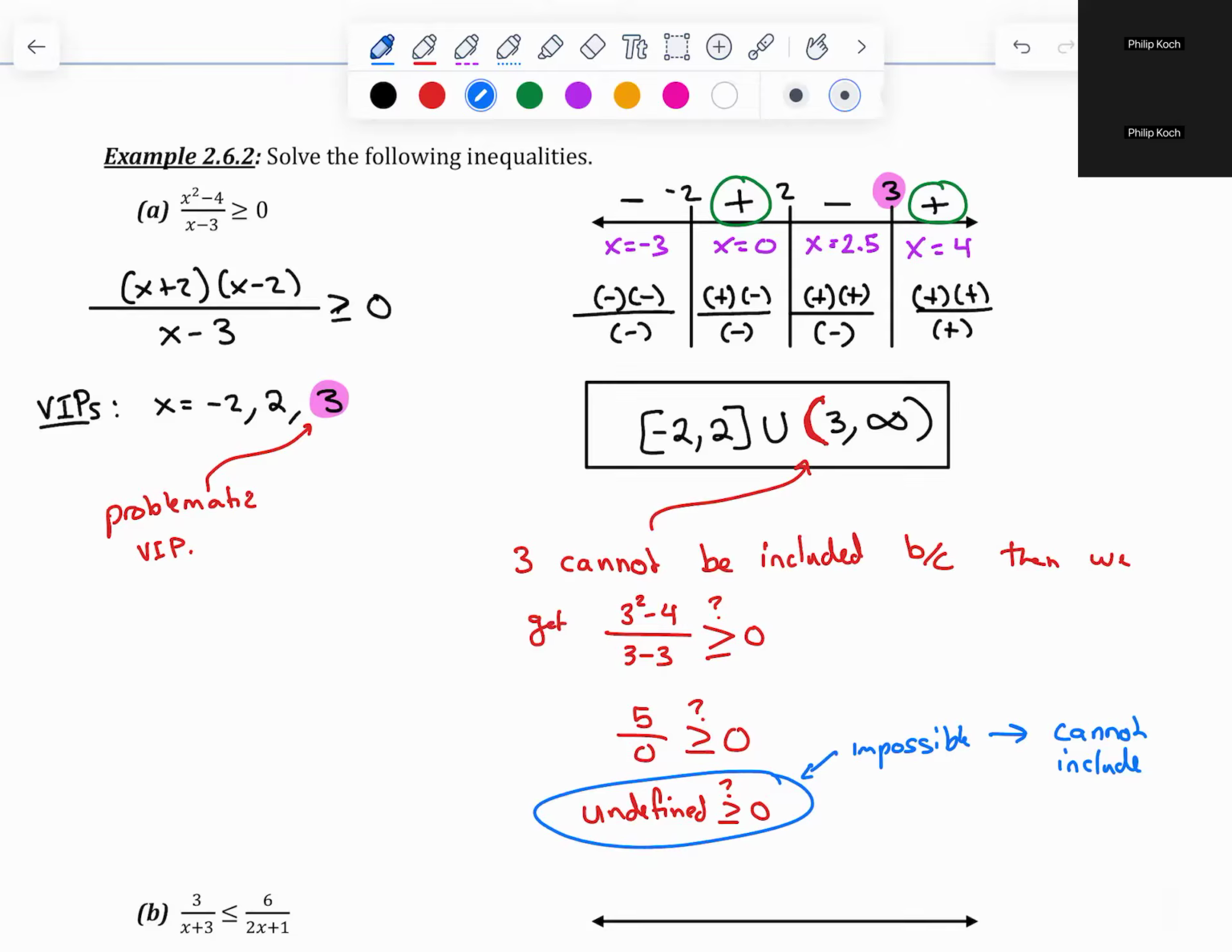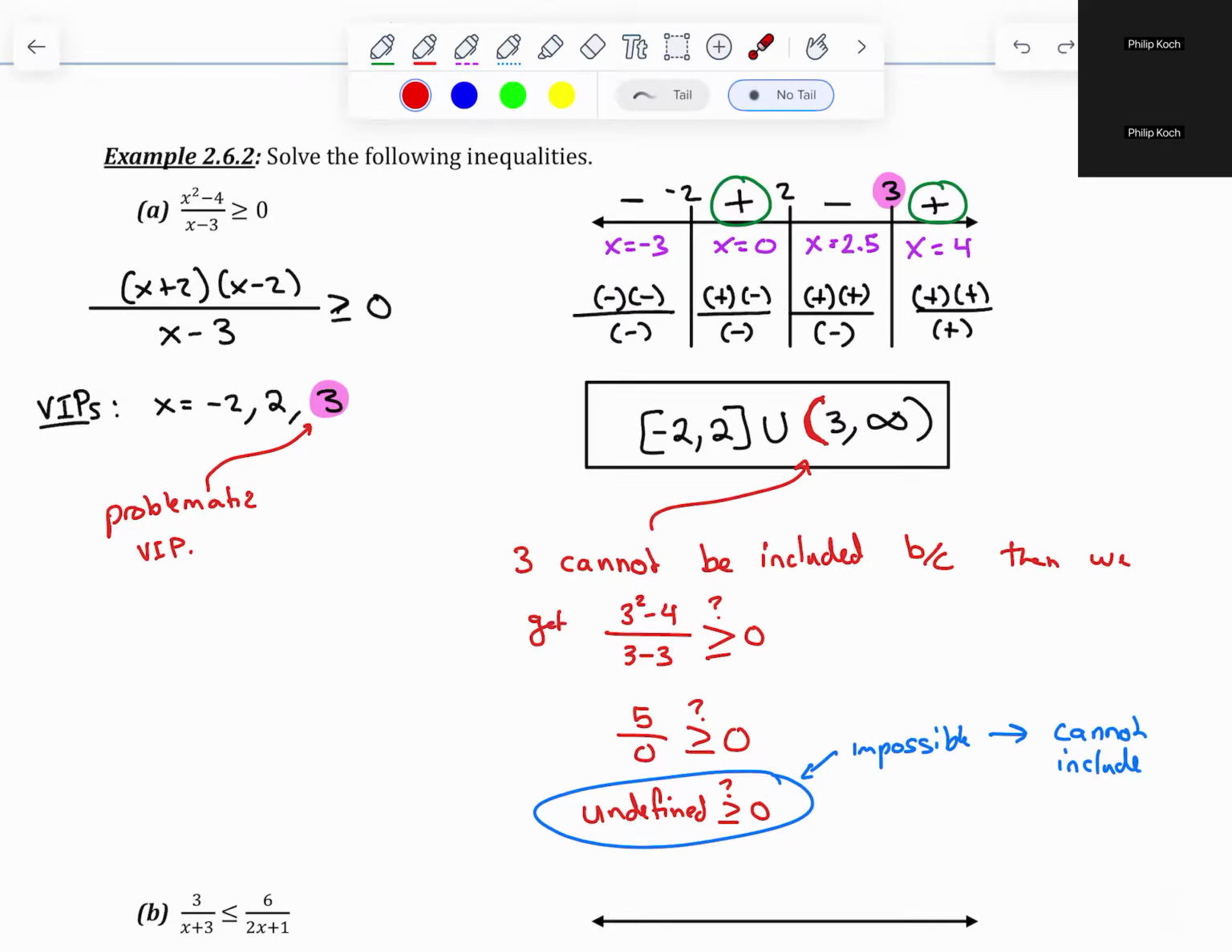But if this was a strict inequality, if this was like this only, then all of these would be parentheses and you wouldn't have to worry about whether or not to plug it in. And I know you had a question, I'll get to it in just a second. So the non-strict inequalities are always the ones you need to be a little bit extra careful about, because problematic VIPs cause problems. Oh, you got a question?